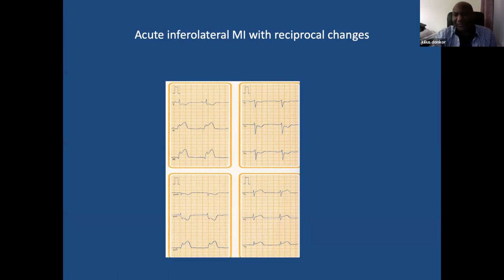So there's always a reciprocal change, but the fact that in your V1 to V3 you can clearly see ST depression means there's a small component of a posterior MI. So it's probably the right coronary artery that's really dominant, that stretches all the way to the back. I think that is what I explained.